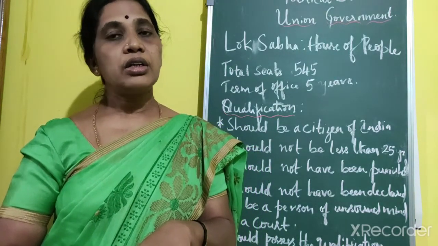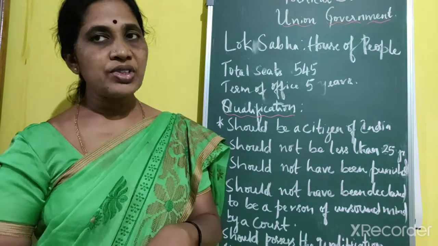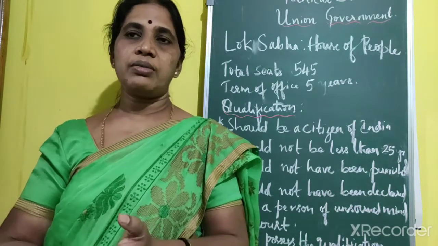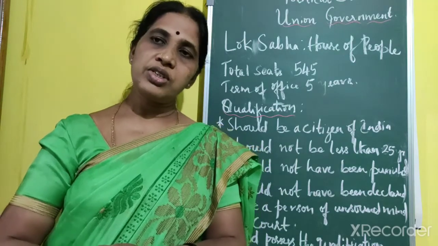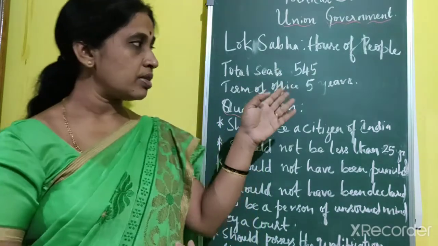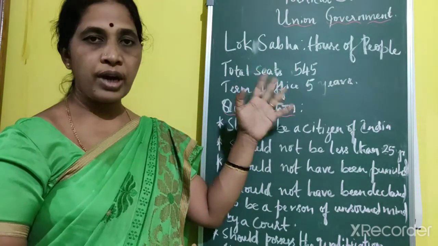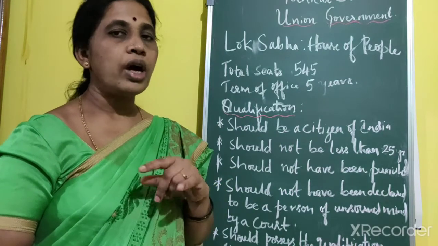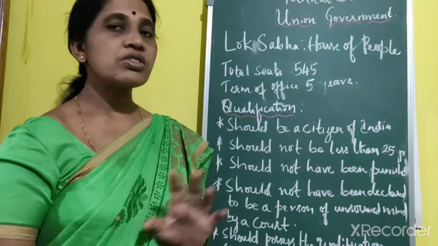Okay, and the term of office of the Lok Sabha is 5 years. The Lok Sabha members are elected for a term of 5 years. However, on the recommendation of the Prime Minister, the President may dissolve the Lok Sabha, and during emergency, the term may also be extended. So the Lok Sabha is known as the House of People, and the total number of seats is 545. Out of 545, 543 are elected by the people and the other 2 Anglo-Indians are nominated by the President. And the term of office is 5 years.